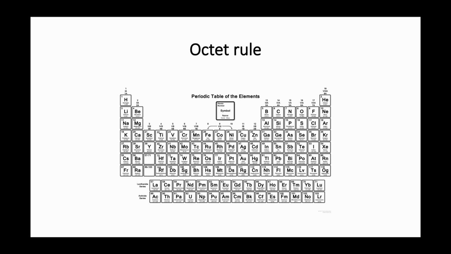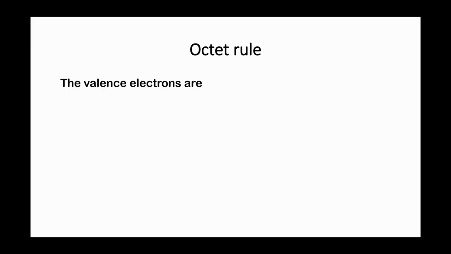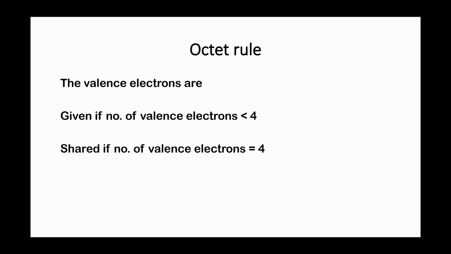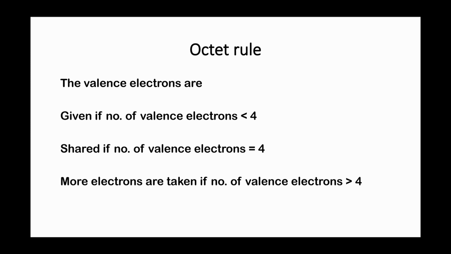Before we analyze how an atomic bond is formed, we need to look at the octet rule. Elements 1 to 20 in the periodic table, except hydrogen, helium, and the noble gases, try to complete the number of electrons in their outermost shells to 8. In order to do this, they give, take, or share electrons. If the number of electrons in the outermost shell is less than 4, they are given. If it is equal to 4, they are shared, and if it is more than 4, more electrons from neighboring atoms are taken.